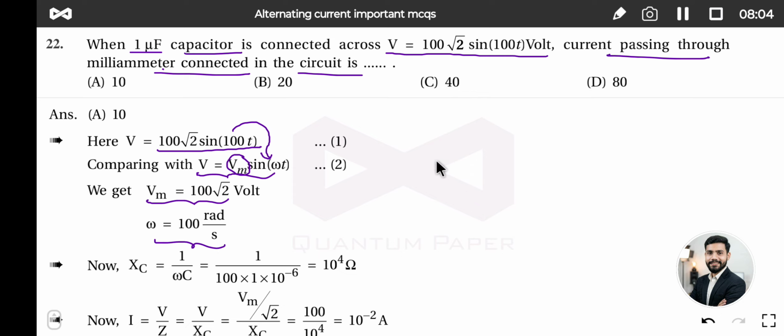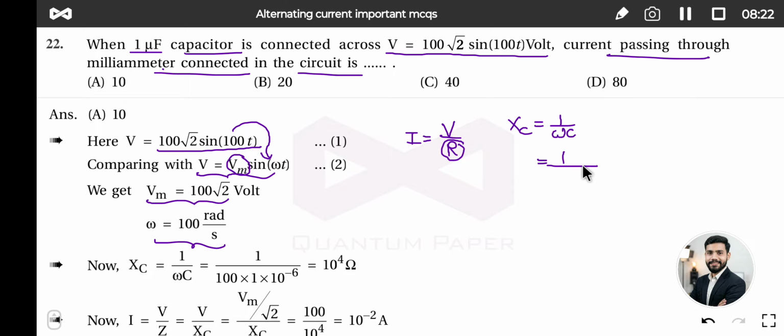We have to find the current, so we simply apply Ohm's law: I is equal to V by R. First of all we have to find the resistance offered by the capacitor. That formula is Xc is equal to 1 upon omega C. Omega is given as 100, C is given as 1 into micro, which means 10 raised to minus 6. 100 means 10 raised to power 2. So 1 upon 10 raised to minus 6 plus 2, which is minus 4. If we take it in the numerator, it becomes 10 raised to plus 4. So that is the value of Xc.